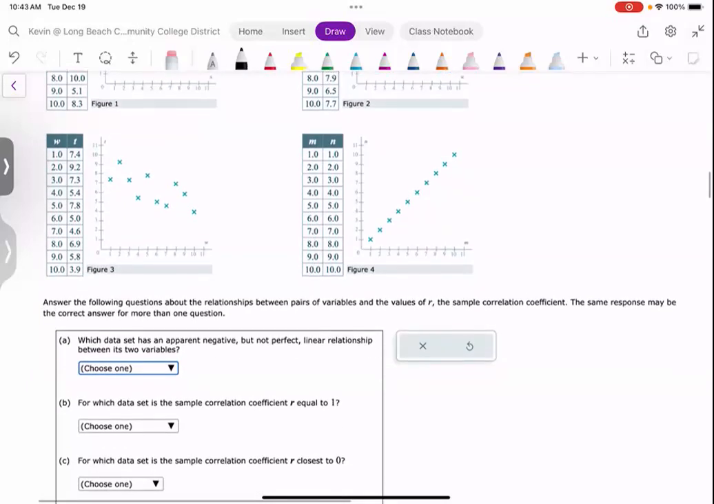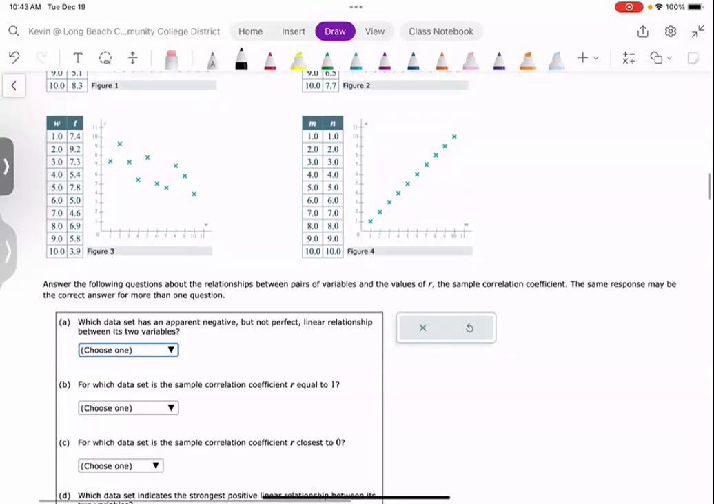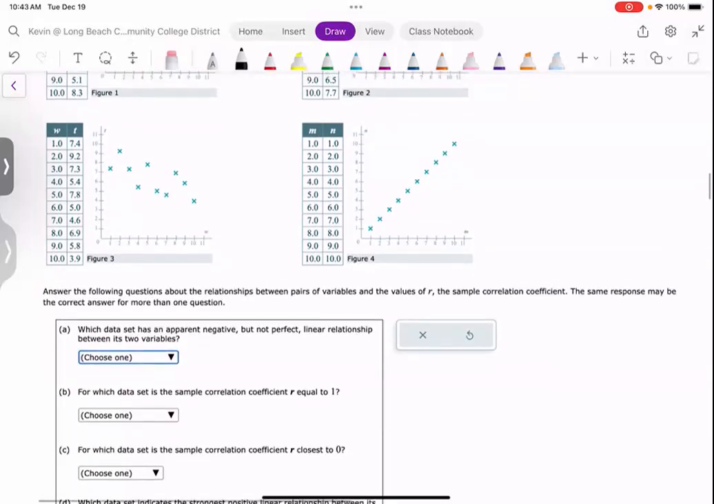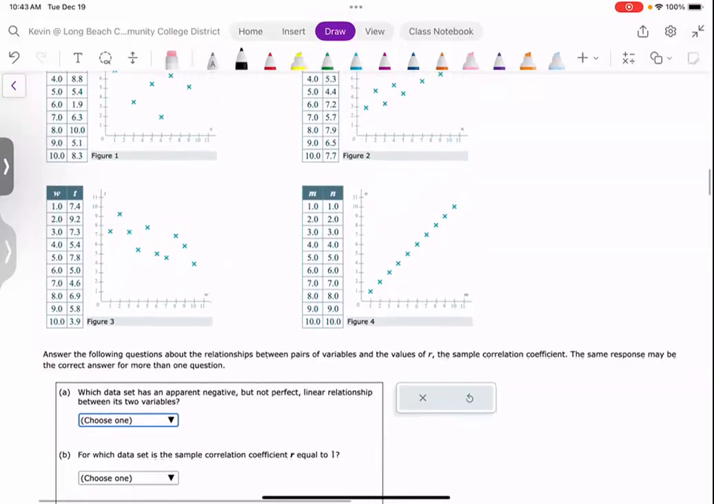So let's see what we're going to be asked. Which set of data has an apparent negative but not perfect linear relationship? That is definitely going to be figure 3 for us.